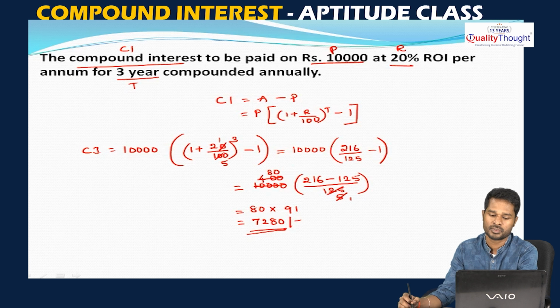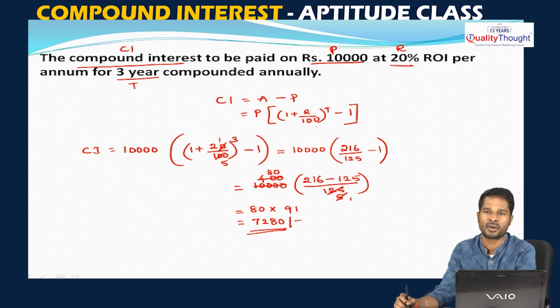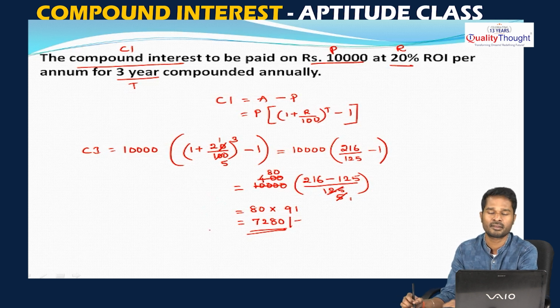So 10,000 into (216 minus 125) by 125, we have calculated it. 25 5s are 125, 25 400s are, 5 1s are 5, which gives 80. So 80 into 91, that is 7,280. So the compound interest to be paid after 3 years on a sum of 10,000 at 20% rate of interest for 3 years is 7,280 rupees.